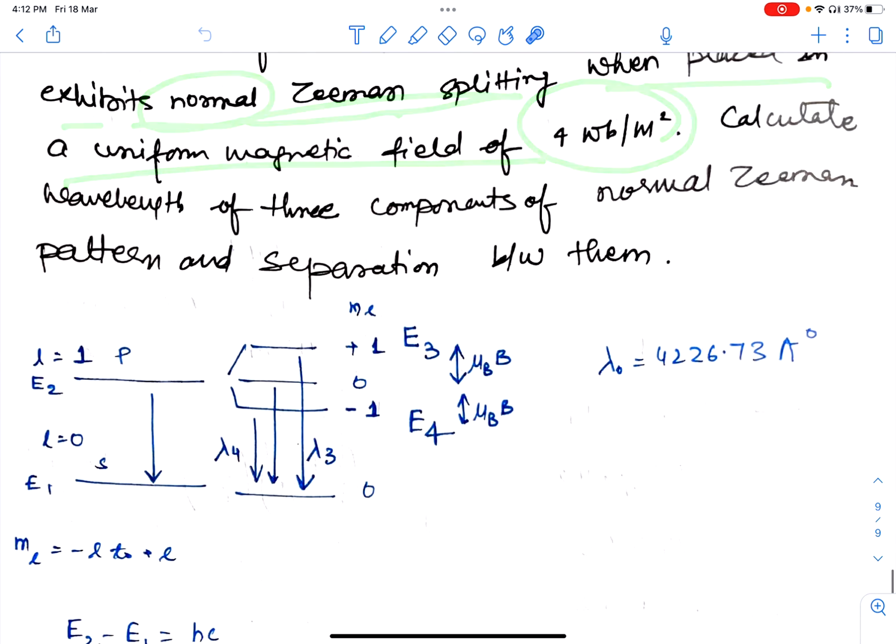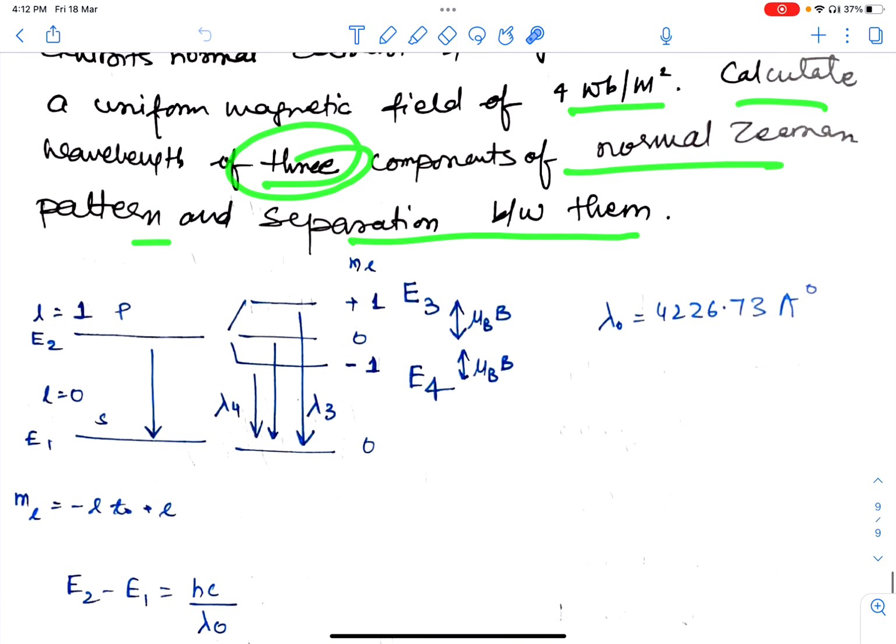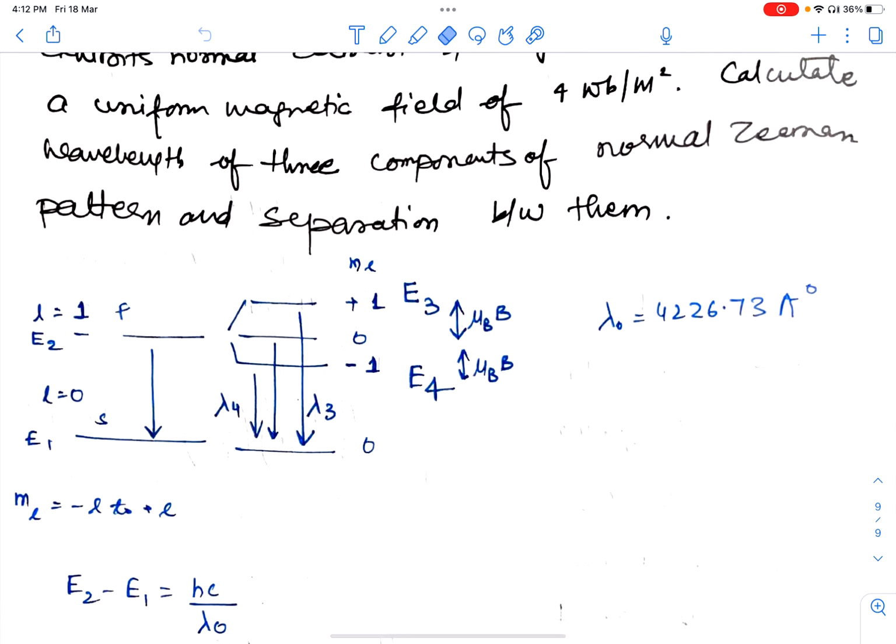Okay, unit of magnetic field. Calculate the wavelength of the three components of the normal Zeeman pattern and the separation between them. So we know that P will be splitting into three components, +1, 0, -1, because ml is equal to +1, 0, -1. It will be like that, and this will be mu_B B. Again this will be mu_B B, as we have earlier seen.